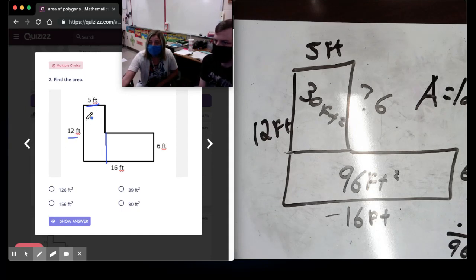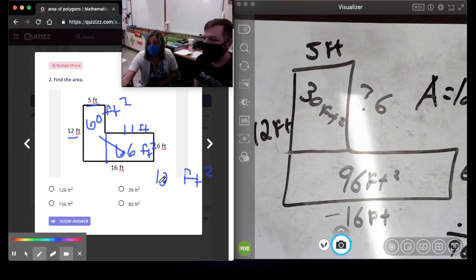So when I do 5 times 12, I get 60 feet squared. And then that divided this up. So with all of this being 16 and this being 5, 16 minus 5 is 11. So this side right here is 11 feet. So the rectangle here is an 11 by 6 feet, and 11 times 6 is 66 feet squared. And then when I added both of those together, overall your final answer on here should be 126 feet squared. Exactly.